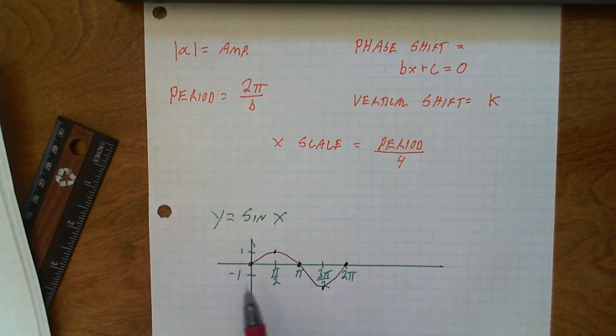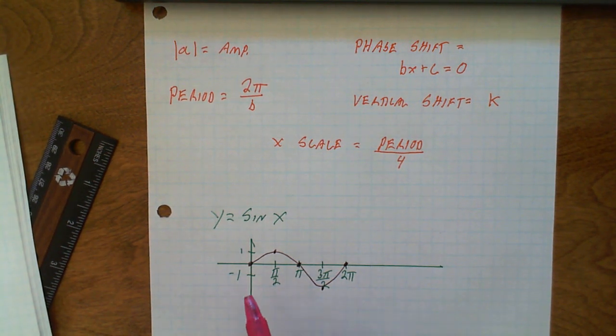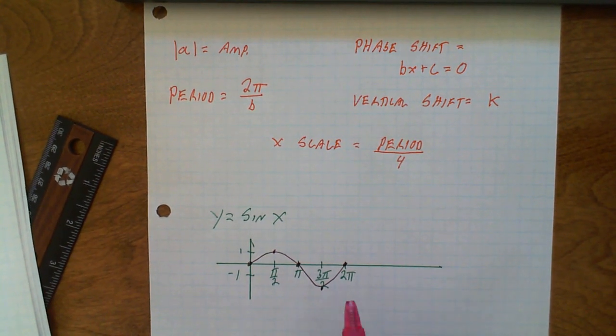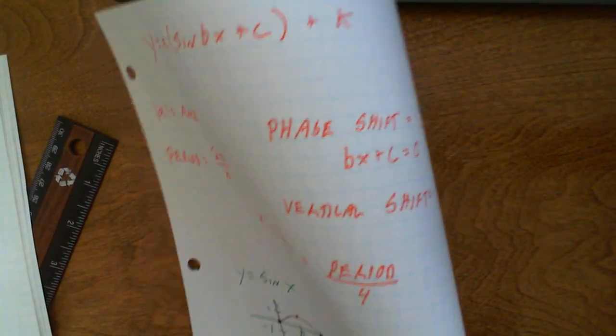What you do is graph the first, the last, the middle, then everything in between. The first, the last, the middle. So for sine, the first is 0, the last is 0, the middle is 0, and in between the first and last you go up, you go down. Okay. Cosine.